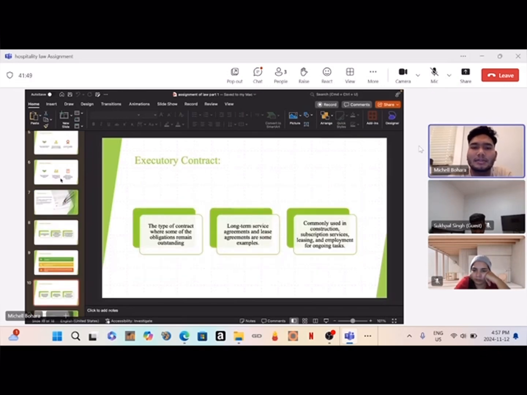Another one is the executory contract. An executory contract is ongoing, where one or both sides still have things to do. Let's take an example of a magazine subscription, where we pay upfront, but they deliver each issue monthly. Executory contracts are used in membership subscriptions or installment plans.